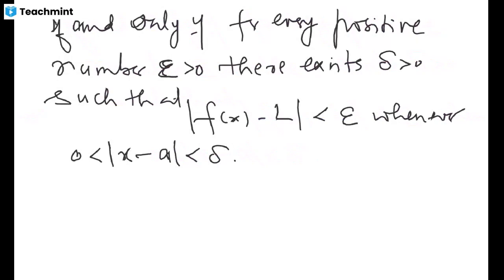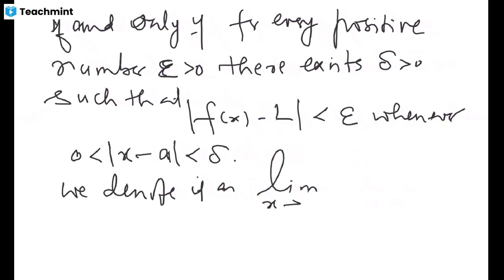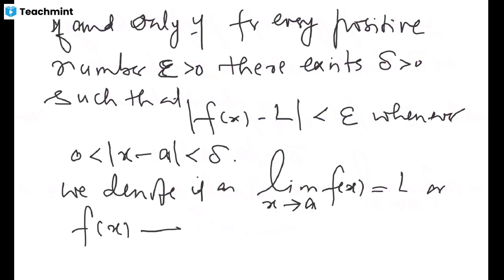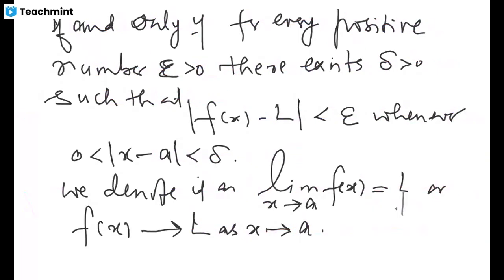In notations, we denote it as limit x approaches A, f of x equals L, or we might have this notation as well, f of x converges to L as x converges or approaches A. This will be our standard notation to denote this limit, and this value L will be known as the limit of function f at A, if and when it exists.